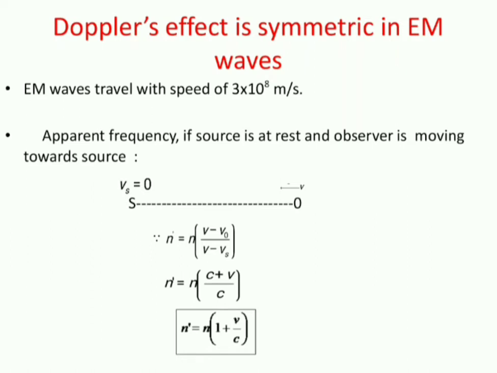Coming to the Doppler effect of electromagnetic waves, or in the case of light, it is symmetric. The reason here is that electromagnetic waves travel with a very high speed. We know the speed of an electromagnetic wave in vacuum is 3 into 10 to the power 8 meters per second. And since this speed is much higher when compared with the speed of the source or observer, this will lead to the symmetric nature of the Doppler effect.